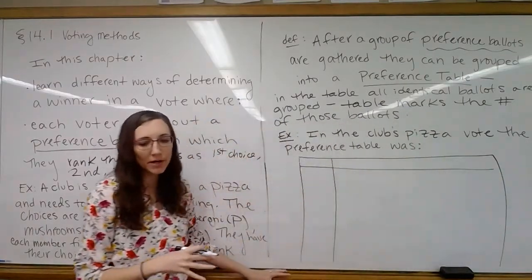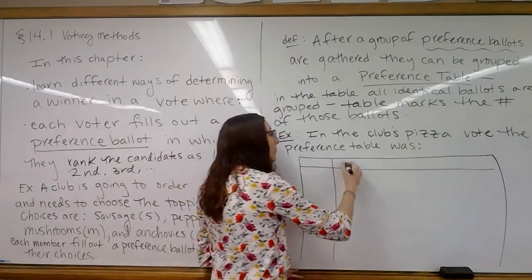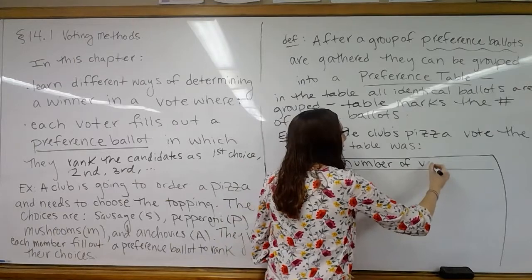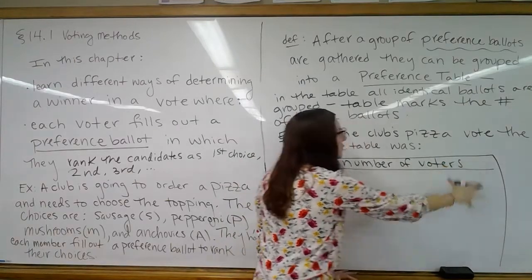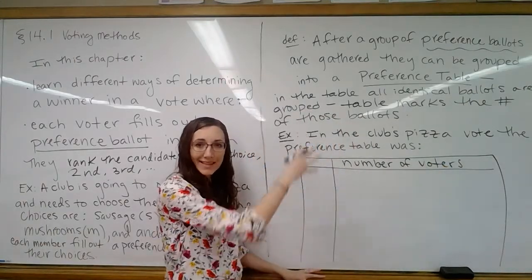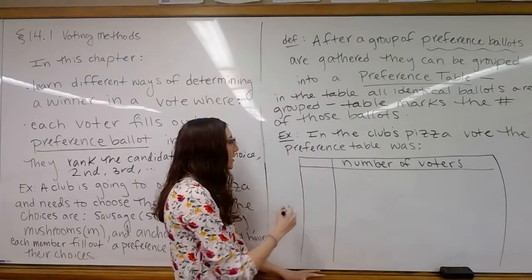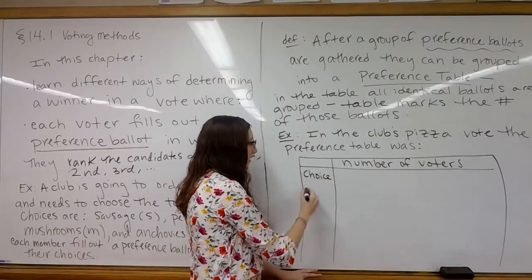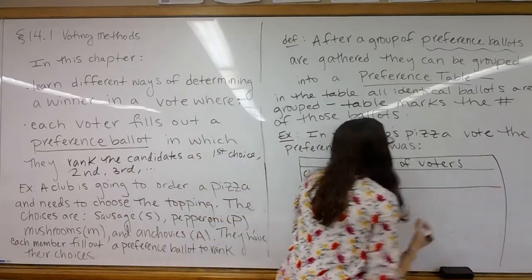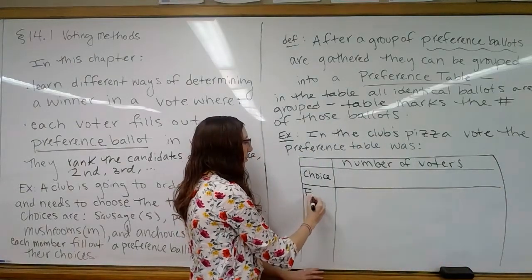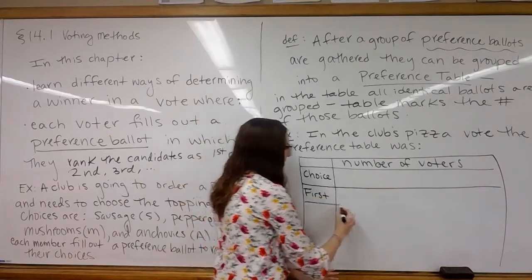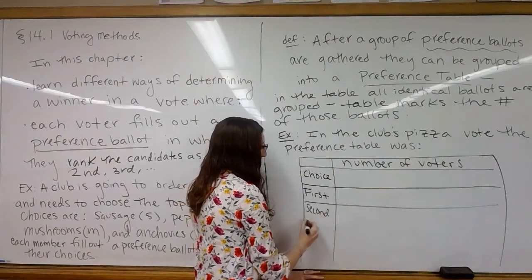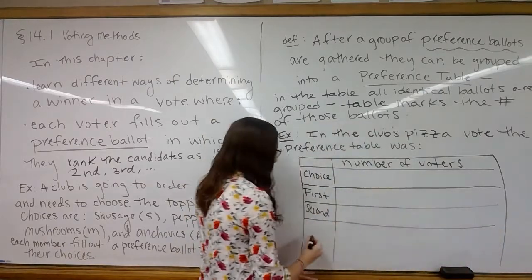So way up on top, we're going to have the number of voters. In this area, we're going to collect those ballots in different columns. Over here, we're going to keep track of what that preference ballot looked like. So how many choices did we have? In this one, we had 4. We had a first choice, a second choice, a third choice and a fourth choice.